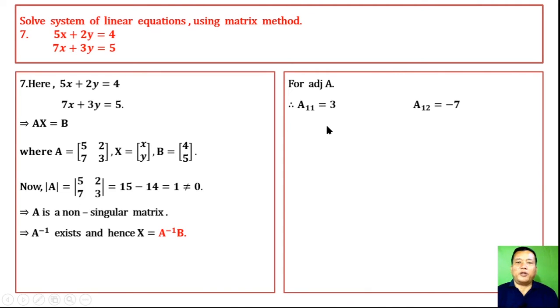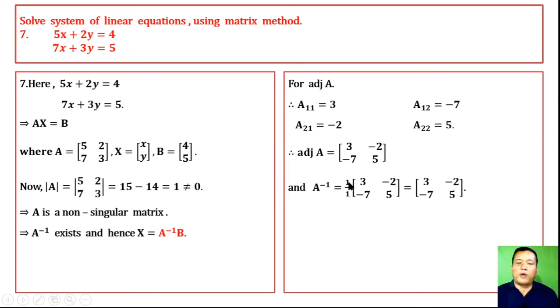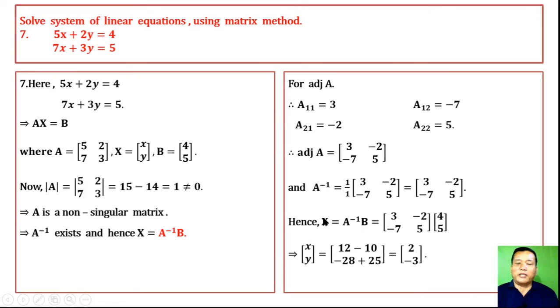For adjoint A, the cofactors are A11 is 3, A12 is minus 7, A21 is minus 2, A22 is 5. Therefore adjoint A is the transpose. Therefore A inverse is 1 by determinant, the value of determinant is 1, so 1 by 1 into adjoint A. Lastly we get this. Hence X equal to A inverse B. Multiplying and simplifying, we get the 2, minus 3 matrix, implies X equal to 2 and Y equal to minus 3, which is the required solution.